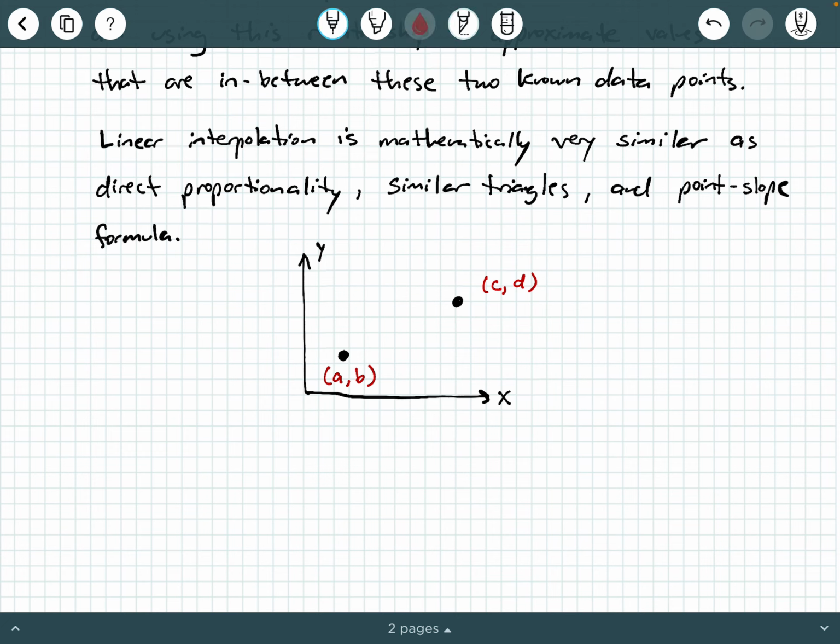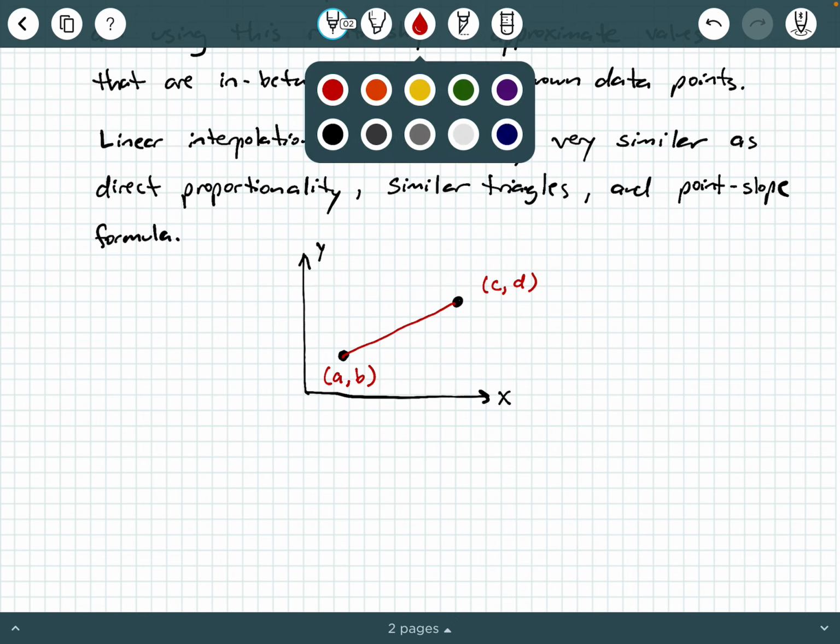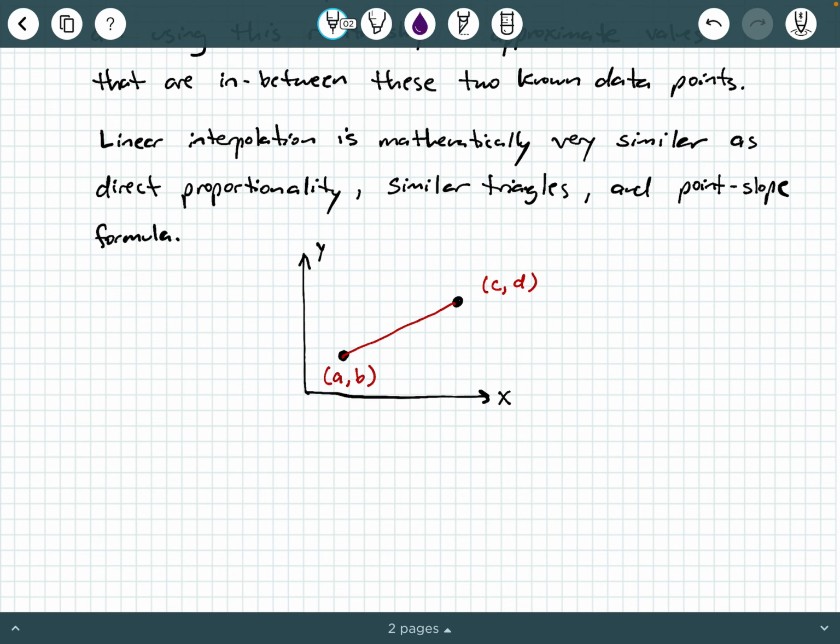So with linear interpolation, what we're doing is we're taking these two known points, a comma b and c comma d, and we're building a straight line relationship between these 2 points. Then using that straight line relationship, we can determine information about values in between these 2 points on that straight line. That's the beauty of it. So that's the basic idea if you want to visualize it graphically.